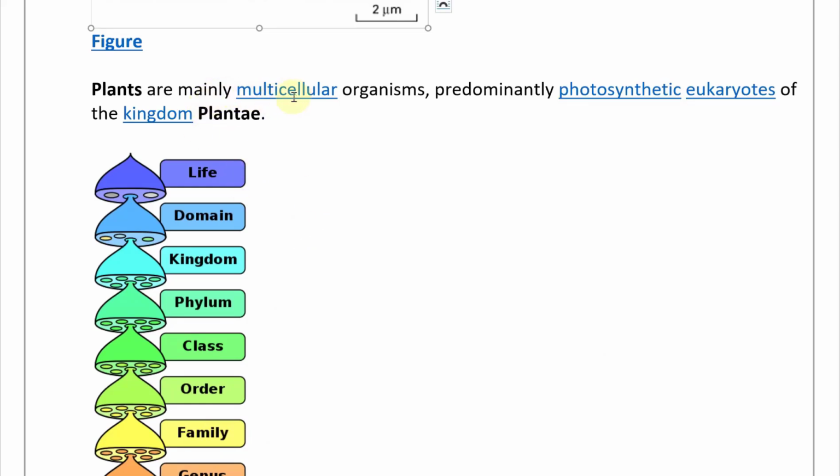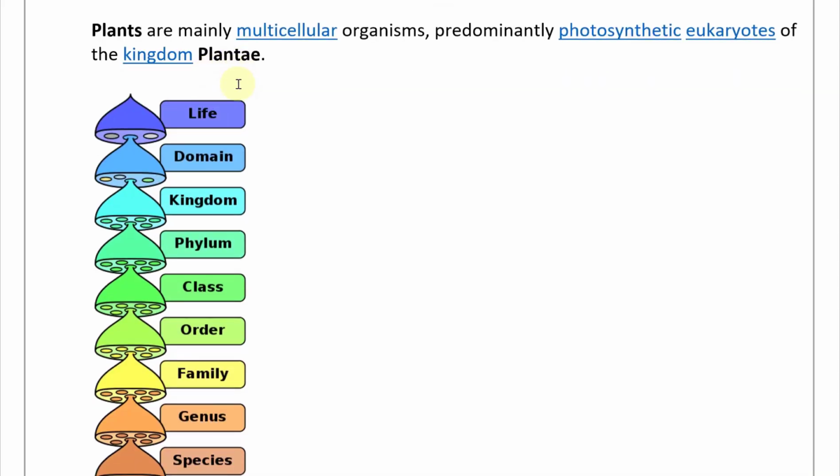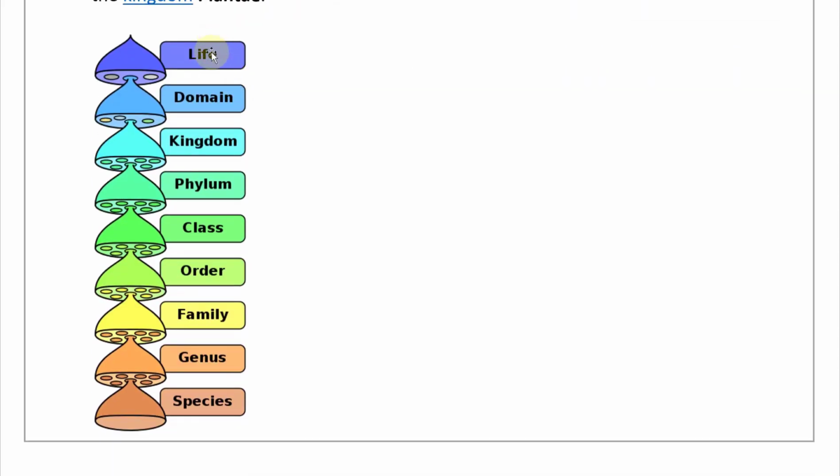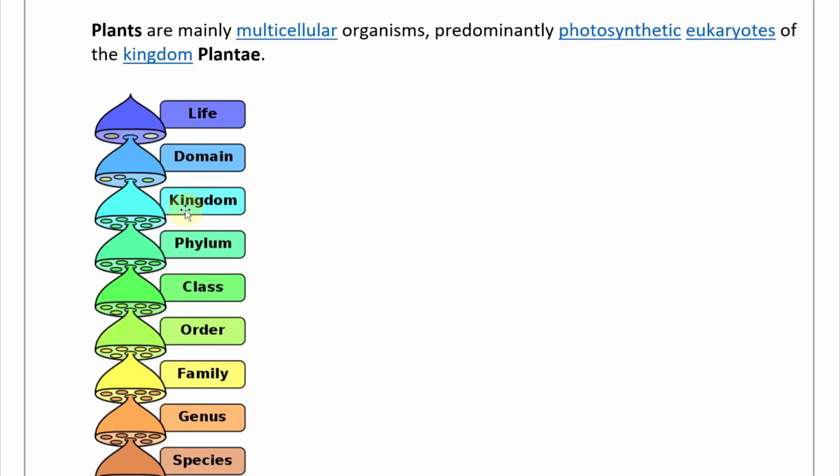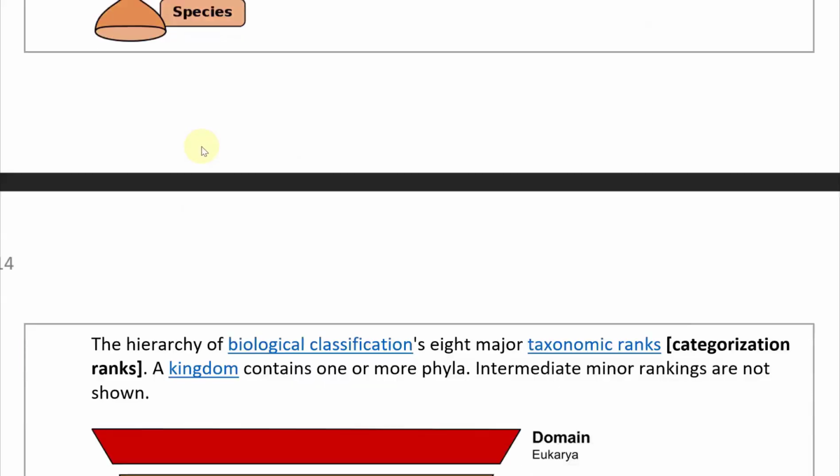So plants are mainly multicellular organisms, predominantly photosynthetic eukaryotes of the kingdom Plantae. Here's just a taxonomical view of it. So you have life there, then you have a domain, a kingdom, then phylum, class, order, family, genus, species. So plants are of the kingdom Plantae. You have it over here, just below the domain and above the phylum.